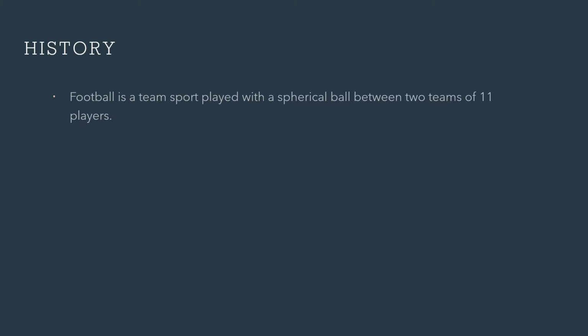First, let's look at the history of football and its monitoring system. Football is a team sport that is played with a spherical ball. This game is played by two teams, each consisting of 11 players. Monitoring and analyzing systems are nothing new in the world of football.